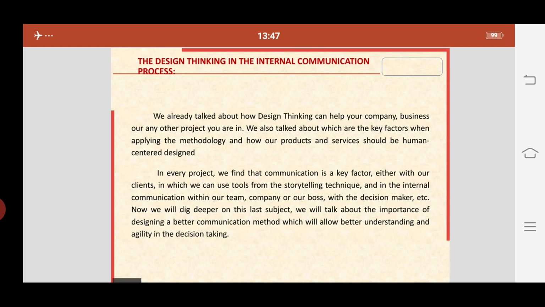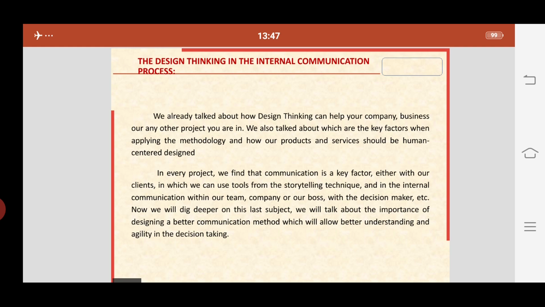what is important in designing a better communication method, which allows better understanding and moving quickly and fast in decision taking. What I mean by agility is nothing but to move quickly and easily.